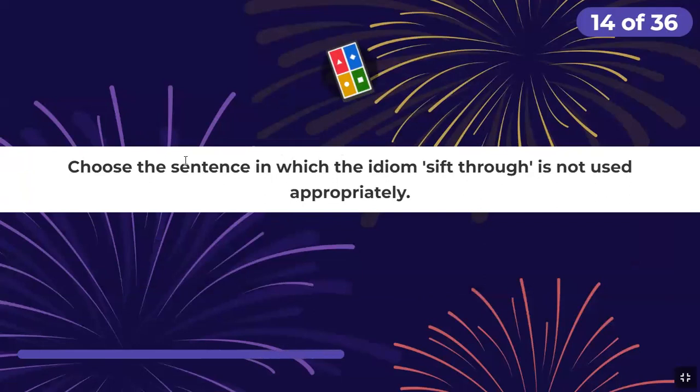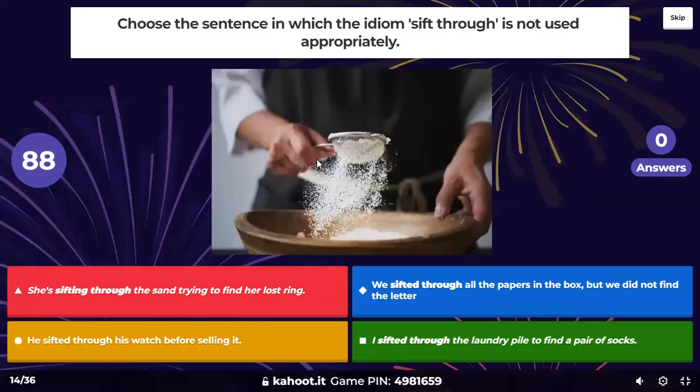Okay, now the old place, it's in the past. Yeah. Now choose the sentence in which the idiom sifted through, which I have already explained, is not used appropriately. So there are four sentences. In one sentence, the idiom is not used appropriately. You need to read the sentences and choose the wrong one. There's only one sentence which is wrong.